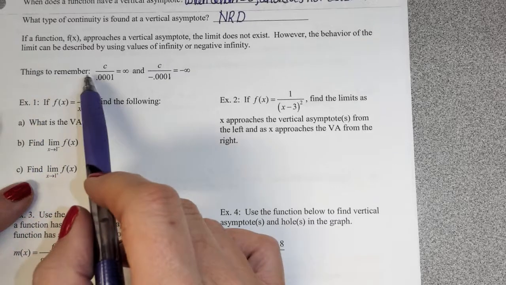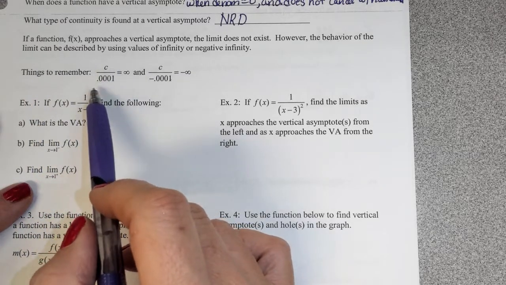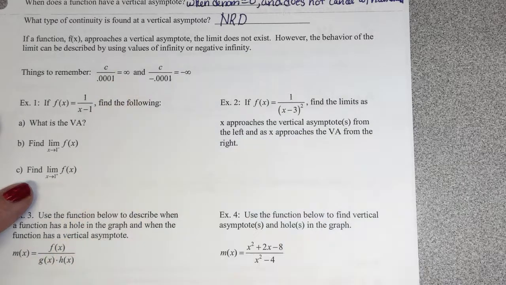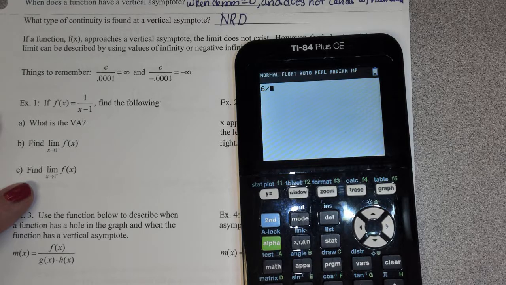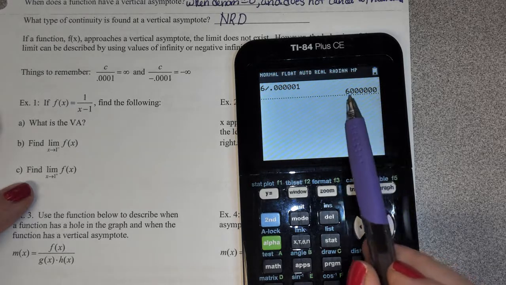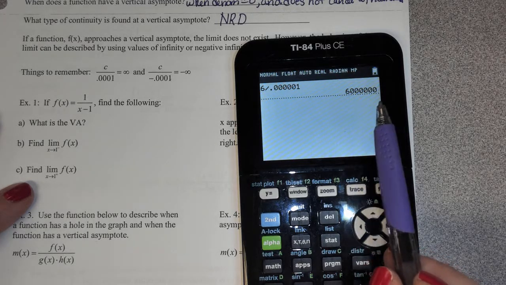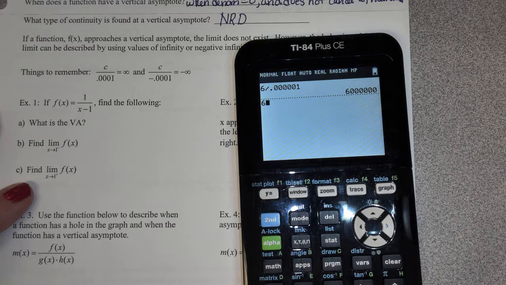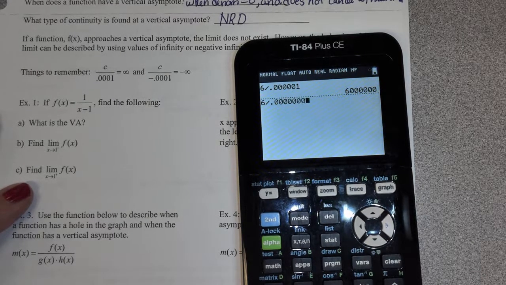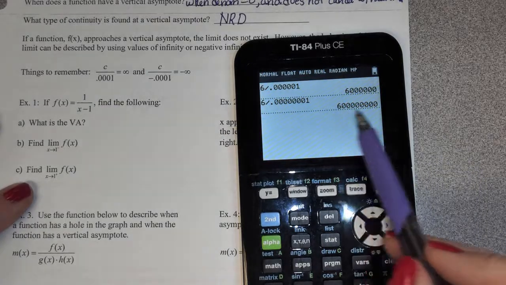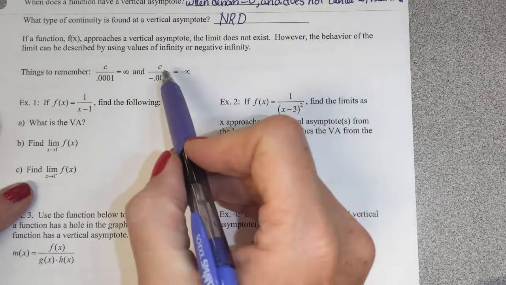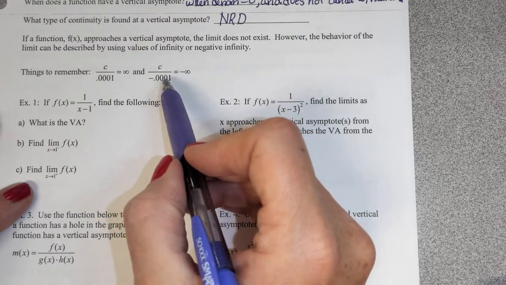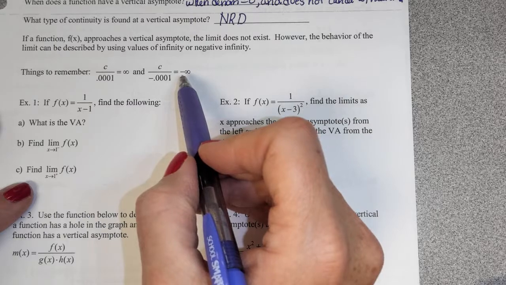Here are some important things to remember. Anytime I have a constant divided by 0.0001, we just did that on our calculator. If I have any constant, let's say 6 divided by 0.00001, I'll even add in a few more zeros. See how that's infinity? That's what that means. That number is getting infinitely larger. If I add on even another 0, or a couple more zeros, see what happens? It gets bigger and bigger and bigger. So that's why it's approaching infinity. But if we have a constant divided by negative 0.0001, that's going to be negative infinity.